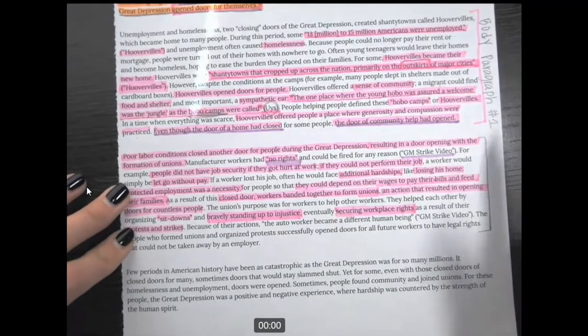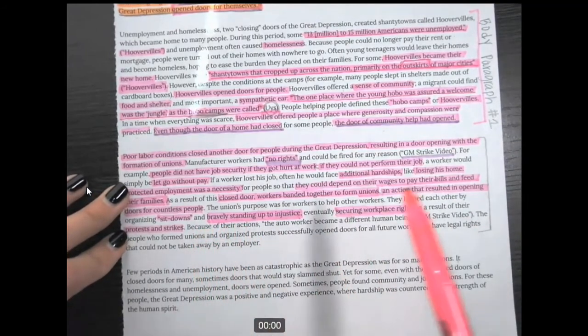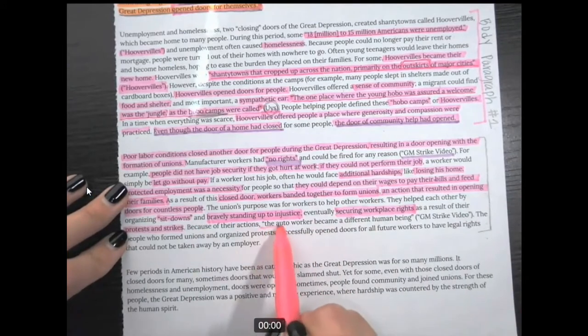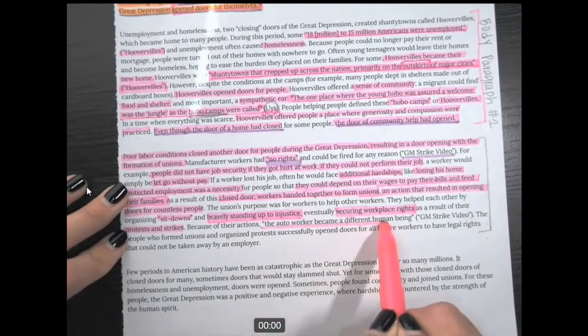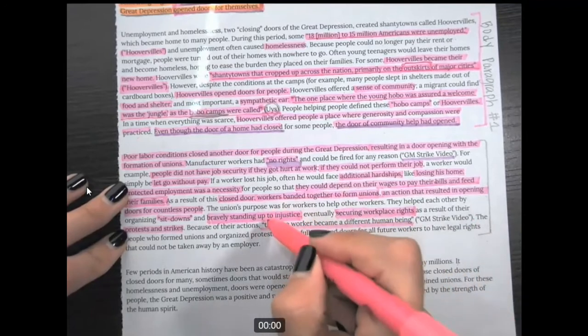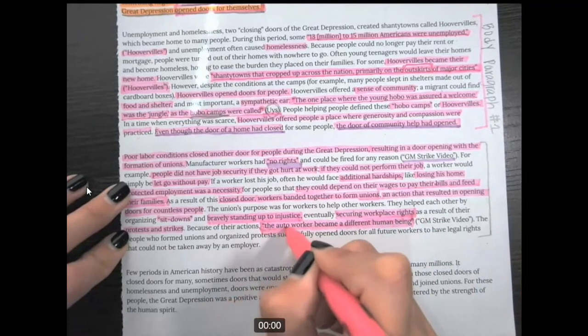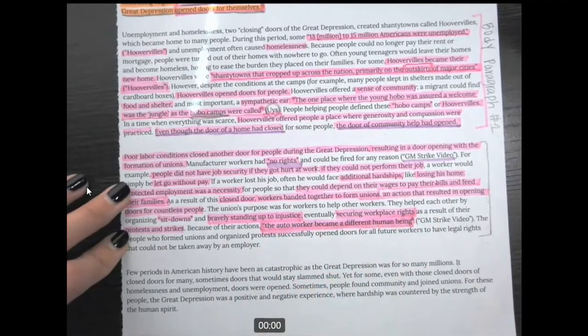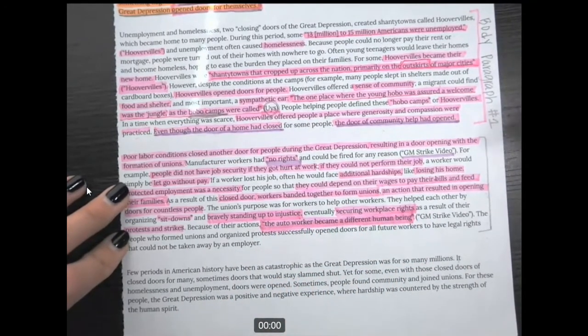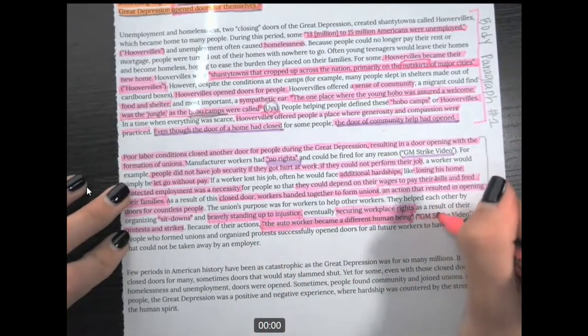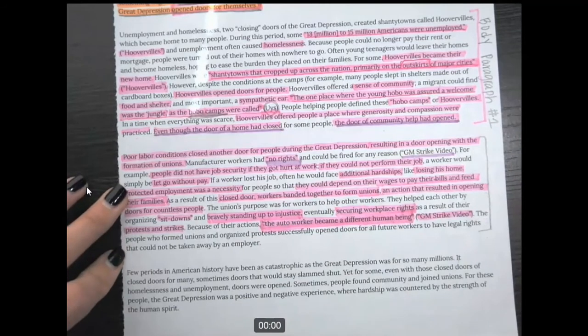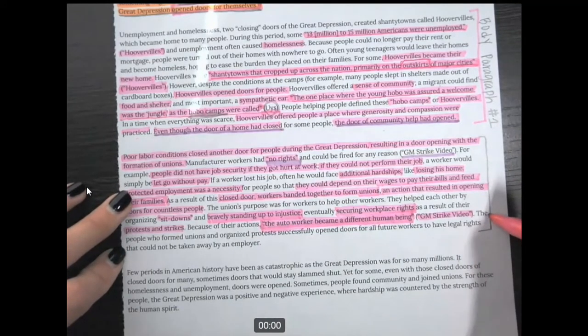So let's go ahead and continue reading. It says here, because of their actions, the auto worker became a different human being. So the auto worker. When we hear the word auto worker, we have to think of workers that worked for General Motors. So that is a piece of evidence that is found in the GM sit-down strike video. And then we go on to close out this piece of evidence right here.